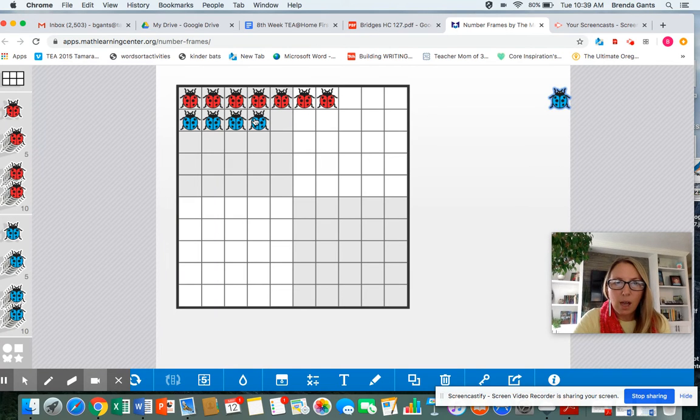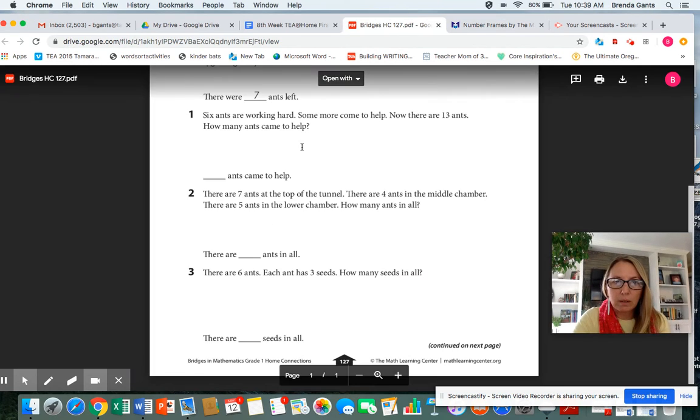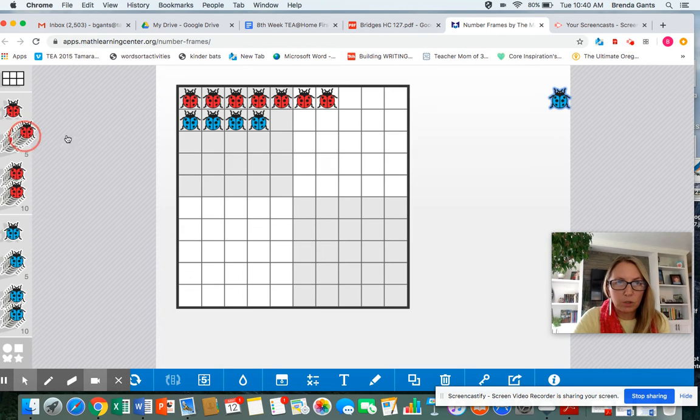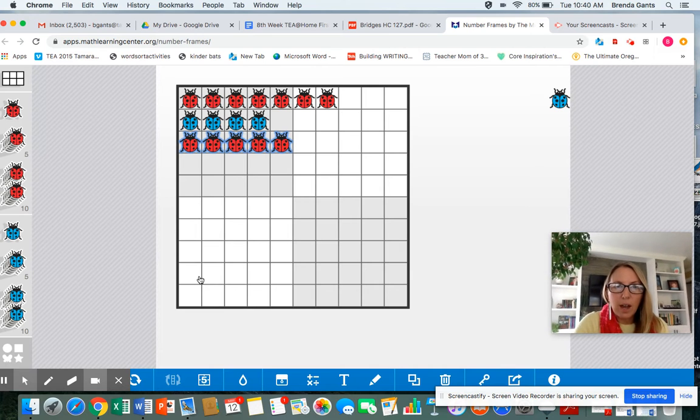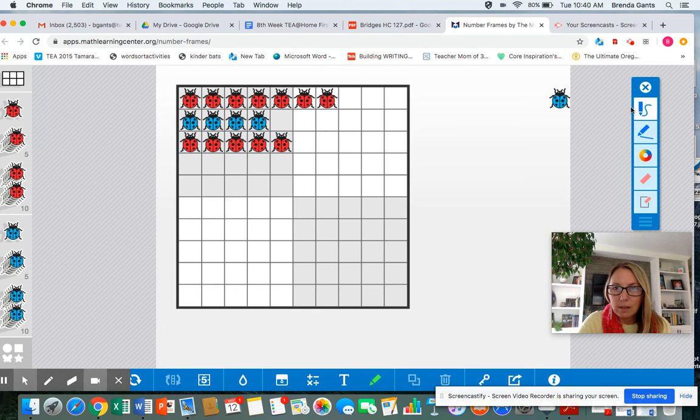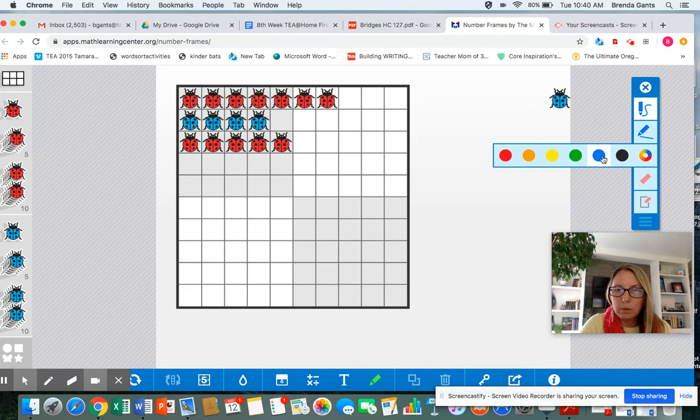7 ants at the top, 4 in the middle, and 5 in the lower chamber. I'm just going to switch colors now. So here I know how many there are. I know the changes, but I don't know the end. So I am going to go like this.